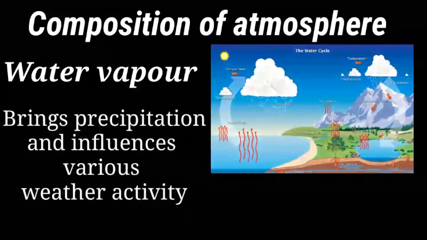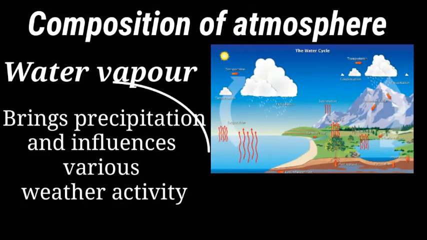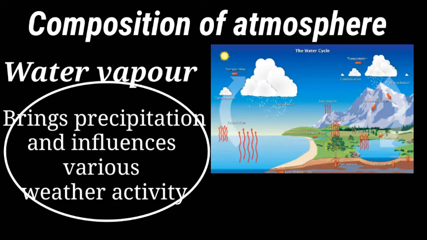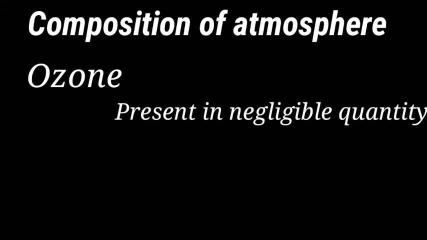The next important gas is water vapor. Water vapor present in the atmosphere plays a very crucial role in bringing precipitation and influences various weather activities on the earth. Due to water vapor, rain, snowfall, and hail occur. Water vapor is the gaseous form of water, or H2O, which is formed during the evaporation process.